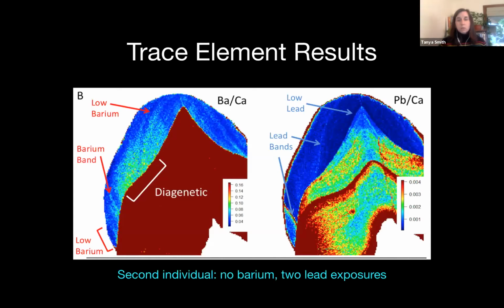And it wasn't just this one Neanderthal child. The second one also showed lead, biogenic lead during its early life. It didn't have barium in that second individual, and that's not surprising because in that case, I was looking at a second molar tooth, which wouldn't have started to form until about 2.5 to 3 years of age. However, it did show lead exposures as well.